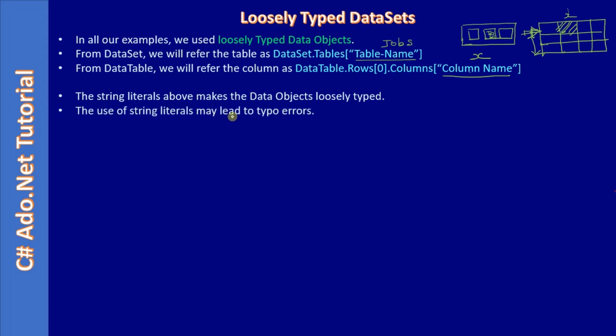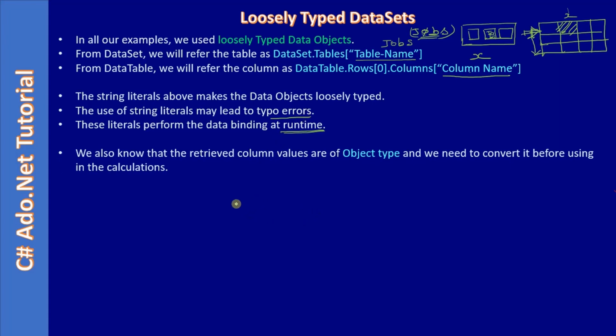The use of string literals may lead to typo errors because this is evaluated at runtime, right? So here instead of jobs, let's state you specified J 0 B S. This is a kind of typo. The letter O or the number 0 sometimes may be misread, and this will lead to a runtime error. Even spelling mistakes can lead to errors, and those errors are not detected at design time. They will be given at runtime. The literals perform the data binding at runtime. That's why if there are any typo errors, they will be thrown at runtime.